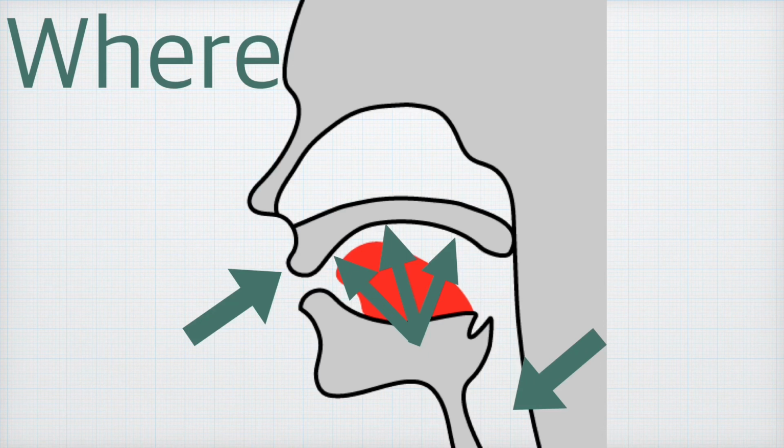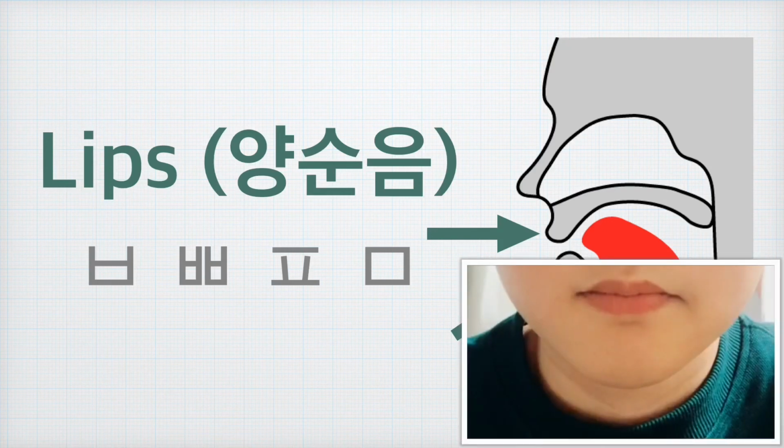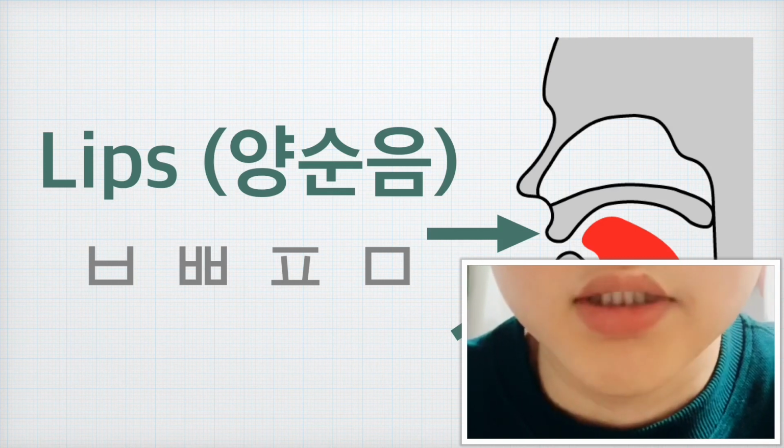You need to know where in your mouth makes each pronunciation, and we will learn each of them and classify them. First, the lips. B, BB, P, and M are pronounced only in the lips. Try them. P, B, P, M.